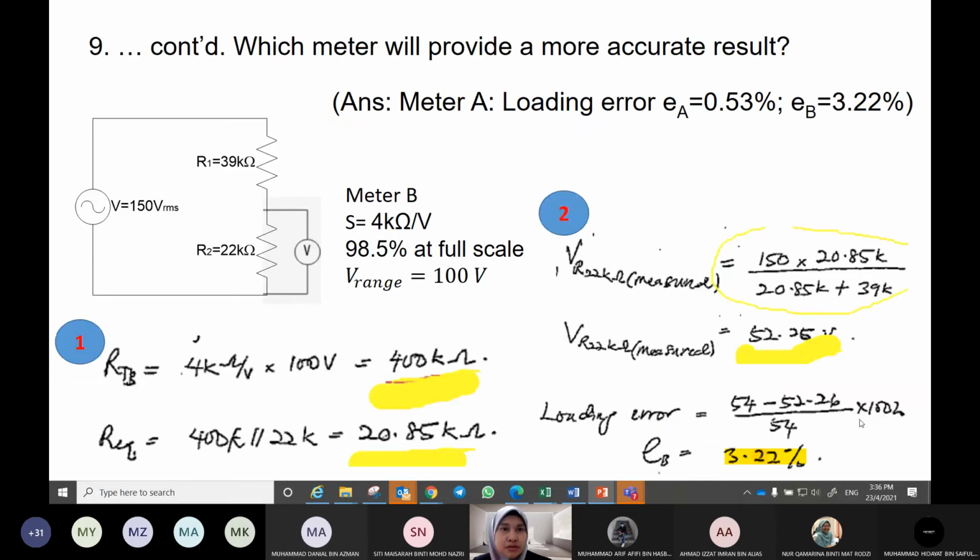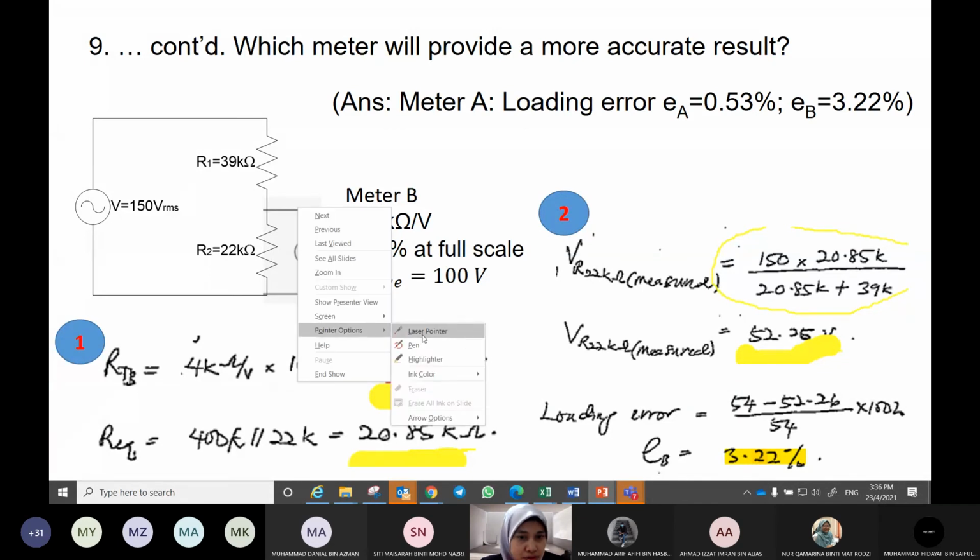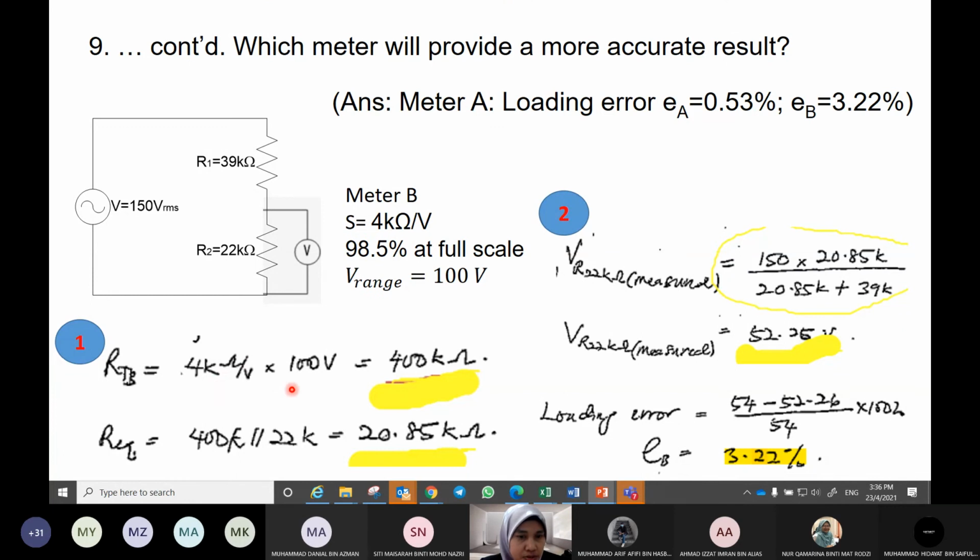This is using meter B. The same process is repeated. We find the R total of meter B first. R is equal to S multiplied by V range. S is equal to 4K multiplied by 100 volts, and we get 400 kilo ohm. R equivalent here is 400 kilo ohm parallel with 22K, and we get 20.85 kilo ohm.